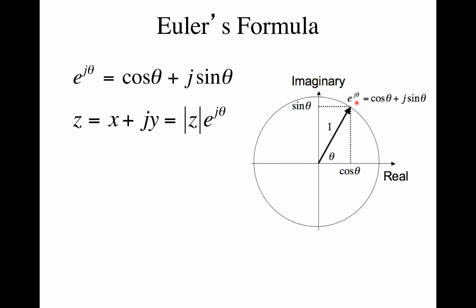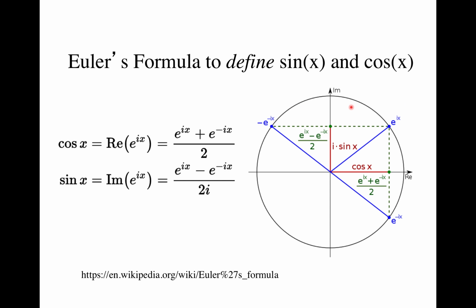Again, here's e to the j theta. The cos term is here. This is the imaginary component. J sine term is on here. And so e to the j theta is just, in this case, the value is 1, the magnitude, and the theta just takes it around the complex plane with a specific phase. You can do it in reverse and say that cos of an argument is just the real part of e to the j theta.